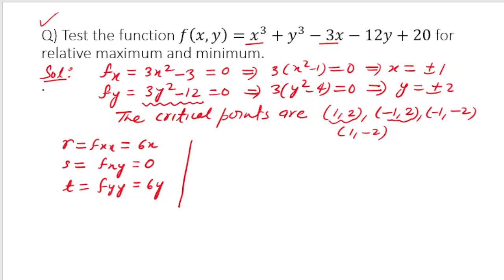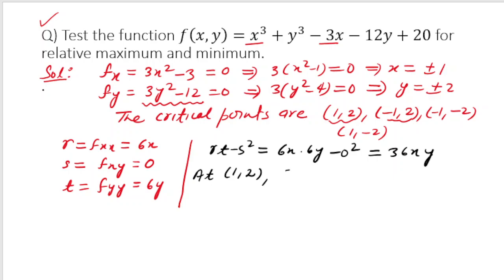So just to save space, I am using this part. Next thing is I have to calculate rt minus s square. So rt minus s square is 6x into 6y minus 0 square. So that is equal to 36xy. Now we have 4 points. So let us quickly look at the value at all these 4 points. I take the first point, that is at (1, 2). So at (1, 2), rt minus s square is equal to 36 into 1 into 2, that is equal to 72, and it is greater than 0.